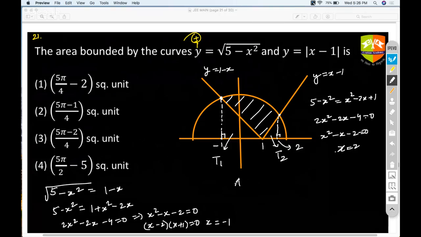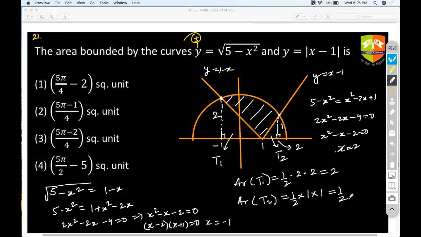Now this triangle T1, the area would be half base into height. Now the moment you put x as minus 1, the y value is going to be 2. And here if I put x as 1, the y value is going to be 1. So area of T1 is half into 2 into 2, which is 2. Area of T2 is half into 1 into 1. That's going to be half. So these two areas have to be subtracted. That means I need to subtract 2 plus half, that is 5 by 2, from the area within the circle.